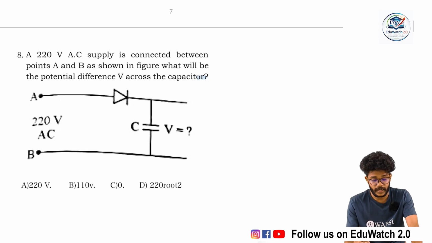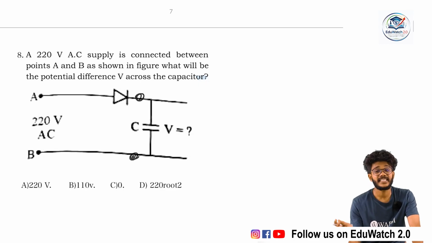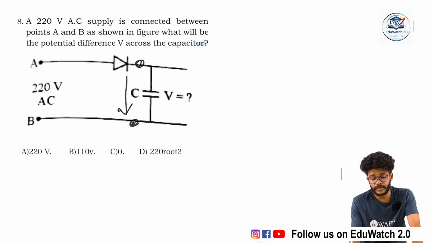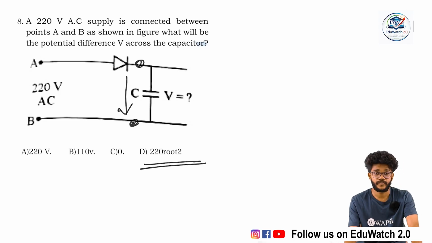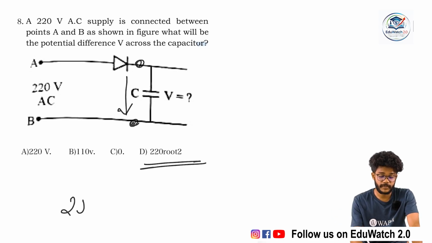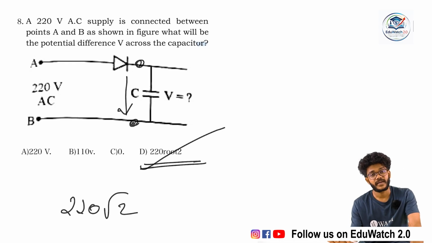Potential will remain the same if we connect a diode in the circuit. That means 220 volt will be here. But what does the capacitor do? For the AC source, it will act as a conductor. Some voltage is dropped by the capacitor, and the effective drop is 220 times root 2, because we want to calculate the RMS value. So the RMS value is derived from 220 multiplied by root 2. Option D is the correct answer, because it is the concept related to the RMS value.